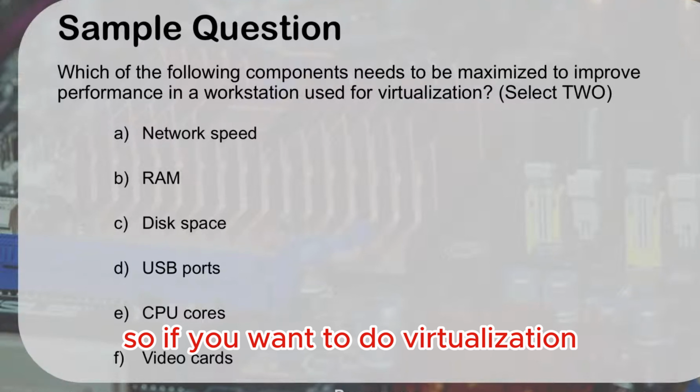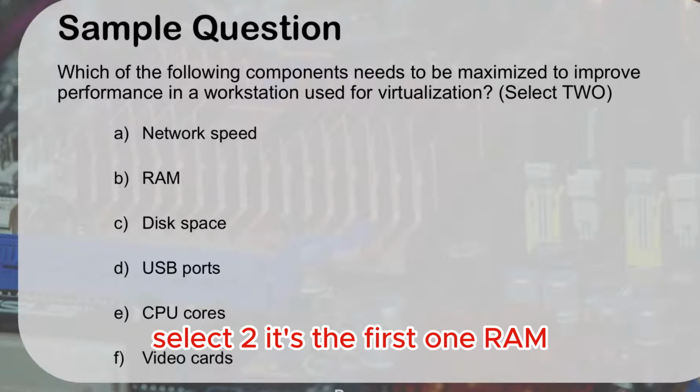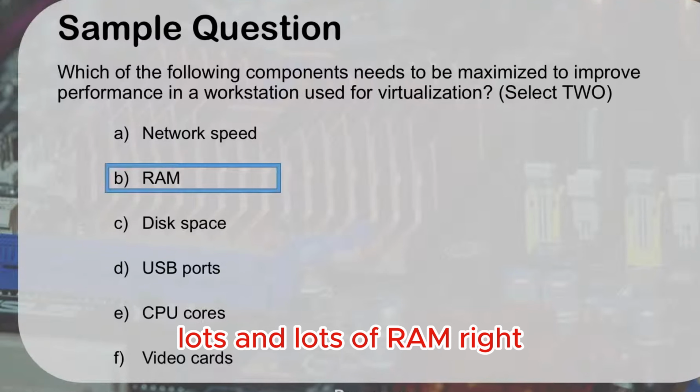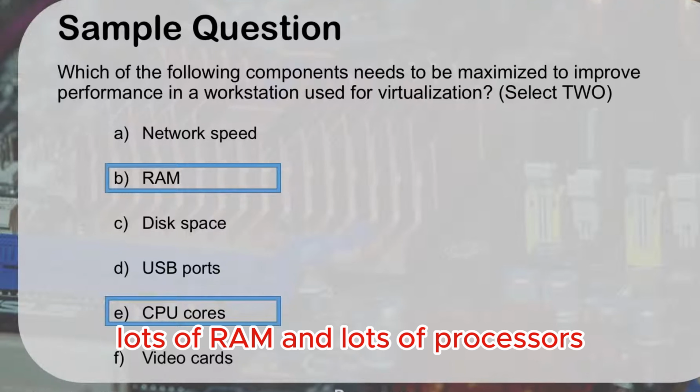So if you want to do virtualization, what are the most important things you need? Select 2. It's the first one. RAM, lots and lots of RAM, right? And CPU cores, right? Really good processors. Really important to have lots of RAM and lots of processors.